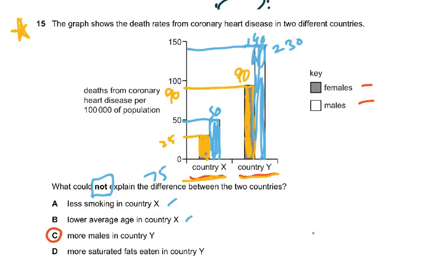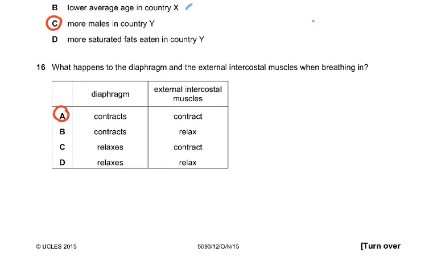Another thing which the exam report says about question 15 is interpreting the data was a challenge. A country with a lower age profile is likely to have a lower rate of coronary heart disease. On the other hand, more males in a country will have no effect on the percentage of males who suffer from CHD, from coronary heart disease. So this is the explanation given in the exam report, and I thought I would read it out to you.